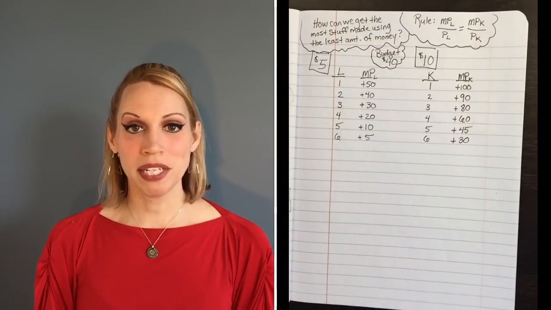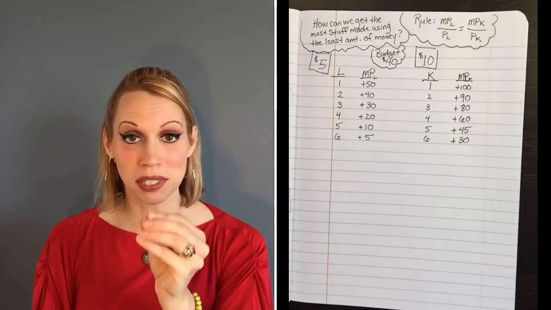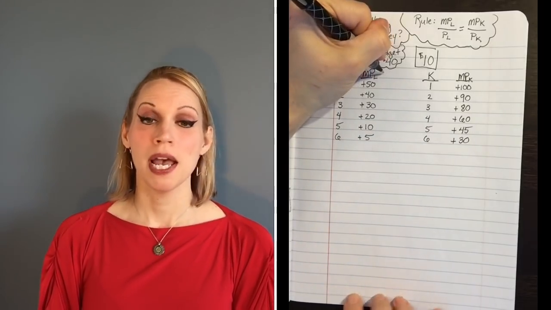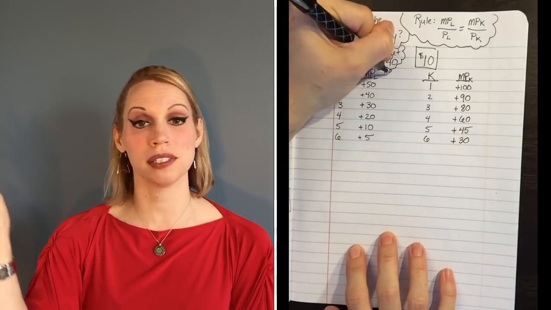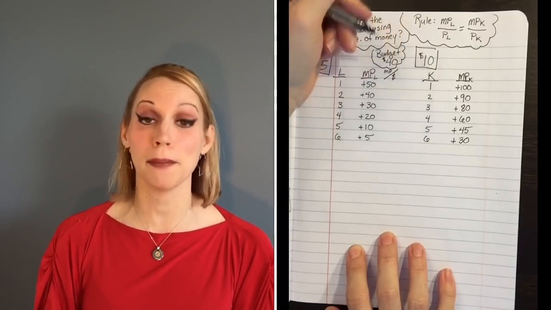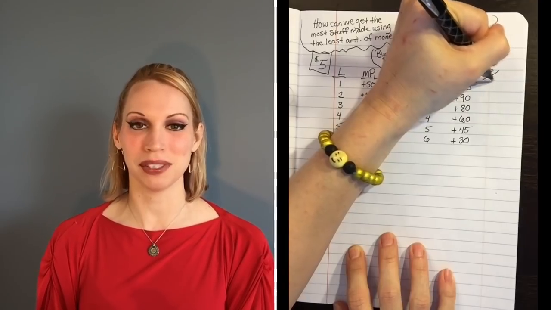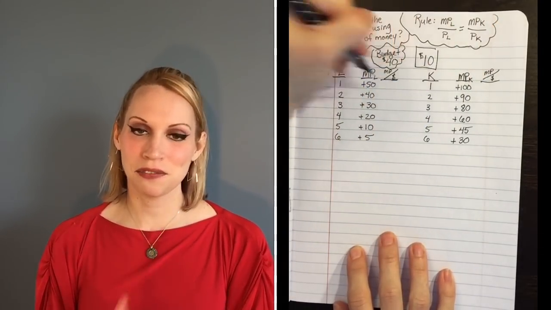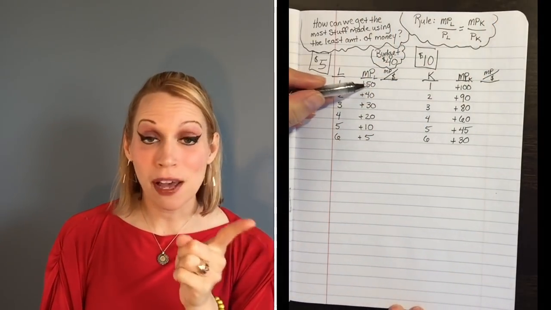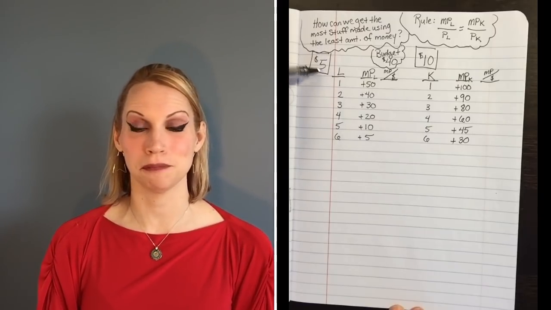All right, what we need to figure out is the marginal productivity per dollar spent on labor and compare that to the marginal productivity per dollar spent on the capital, on the machines. So we're going to take the marginal productivity numbers that we have in our chart and divide that by the price that we are paying for each one of these.